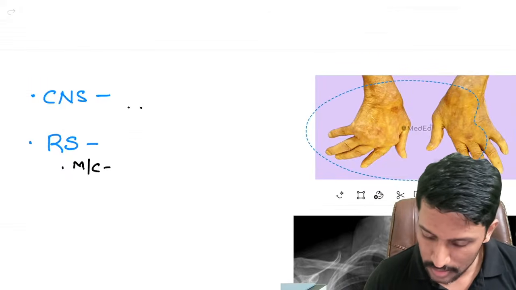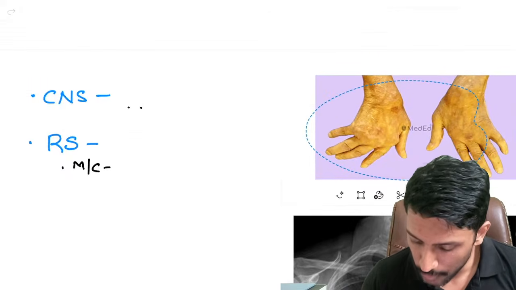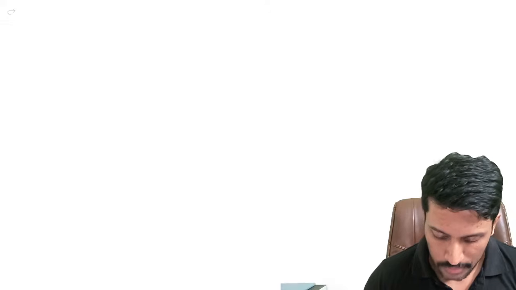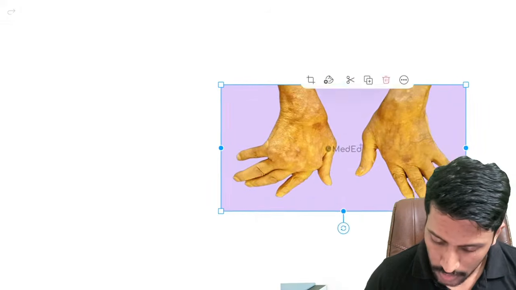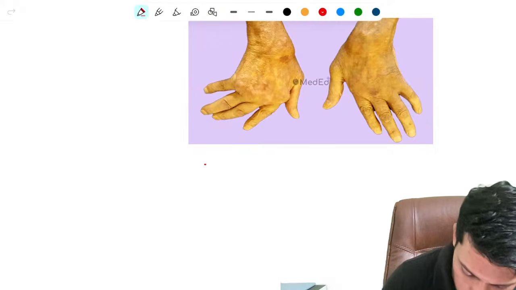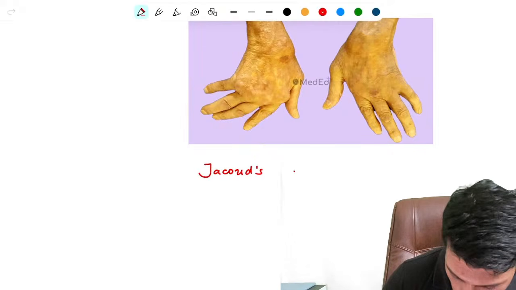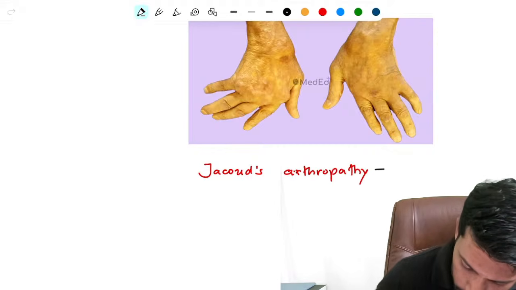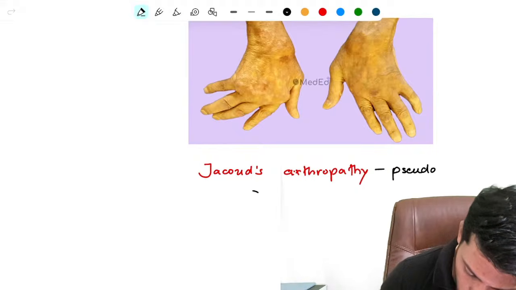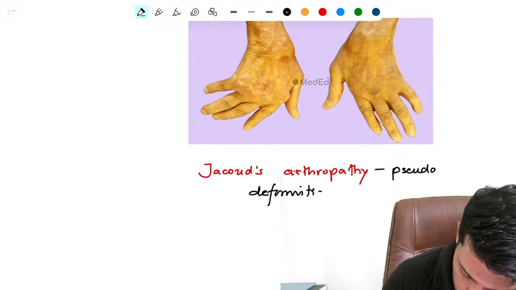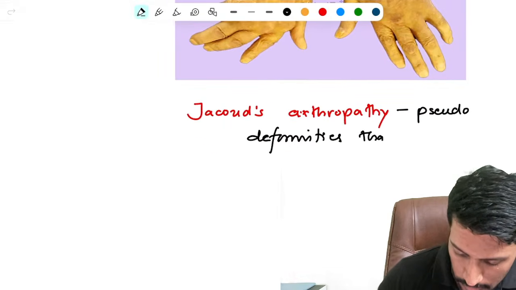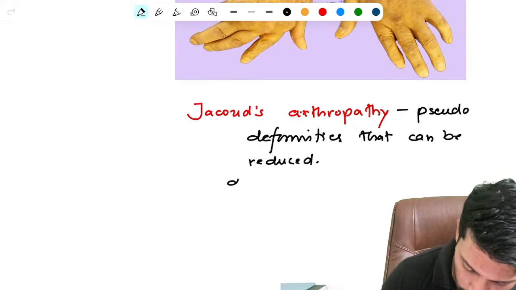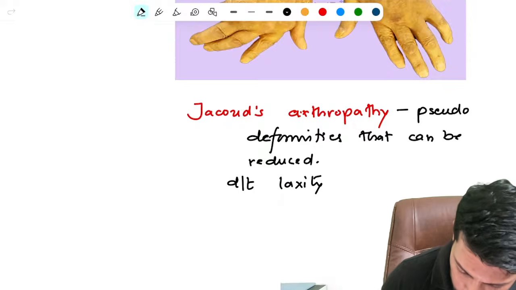The picture that you see here looks like the swan neck deformity of rheumatoid arthritis. But when we try to reduce this patient's joint deformities, they can be reduced. And when we are able to reduce it, we call it Jaccoud's arthropathy. It's a pseudo deformity that can be reduced. They are due to laxity of soft tissues.